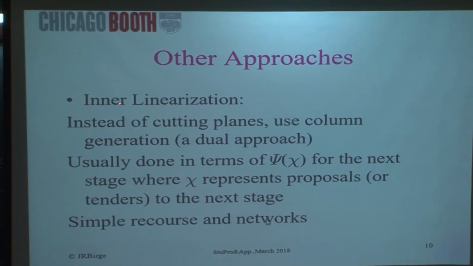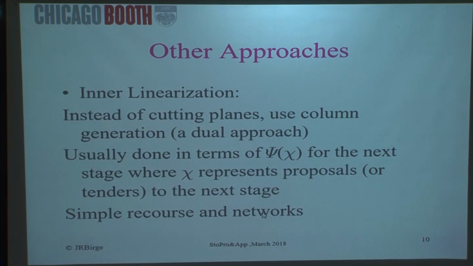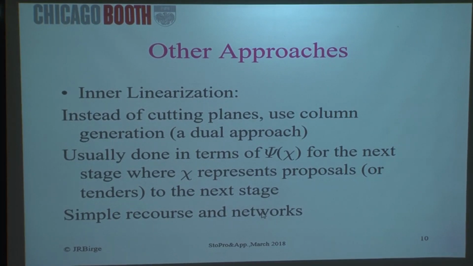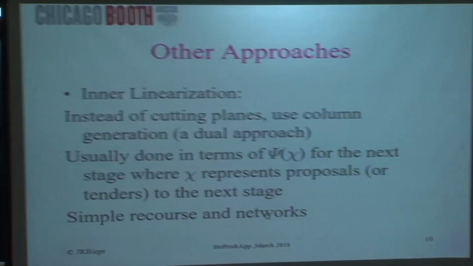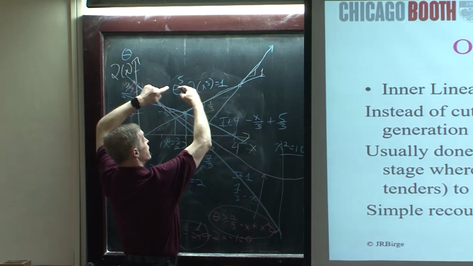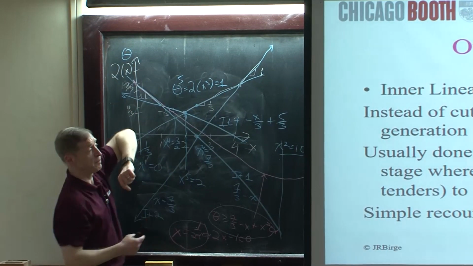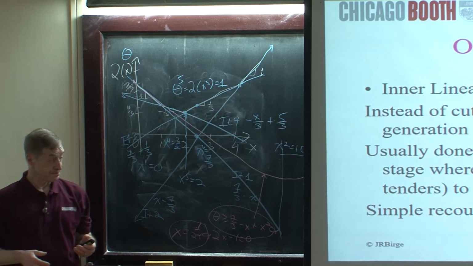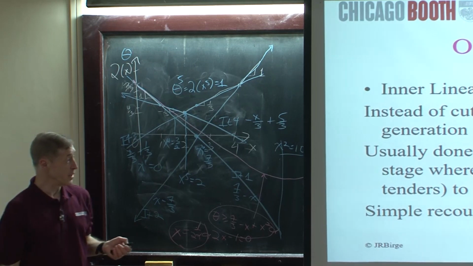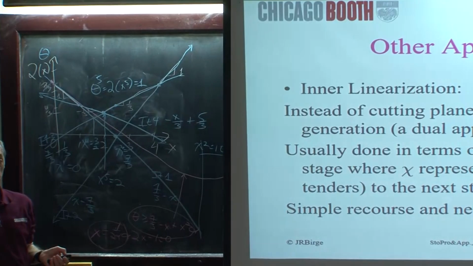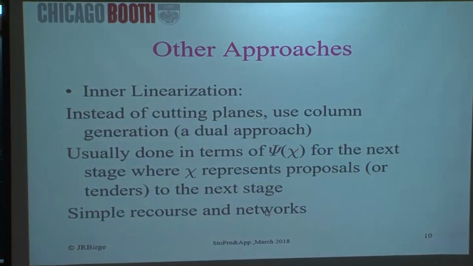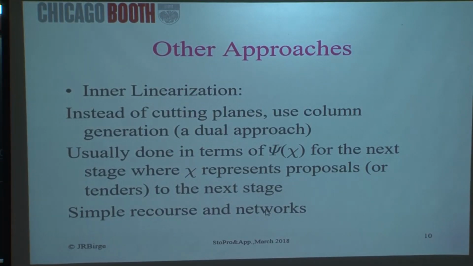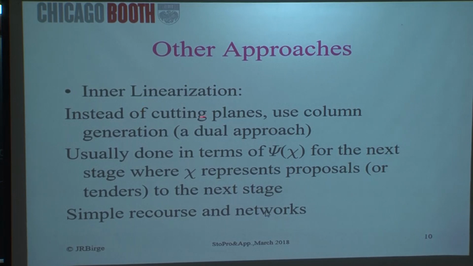The upper bounding is called inner linearization. It's because I'm taking points that are on the function and then taking convex combinations of them. So inner linearization is like the dual of the cutting. So this is a cutting plane method. Inner linearization is the dual of the cutting plane method.